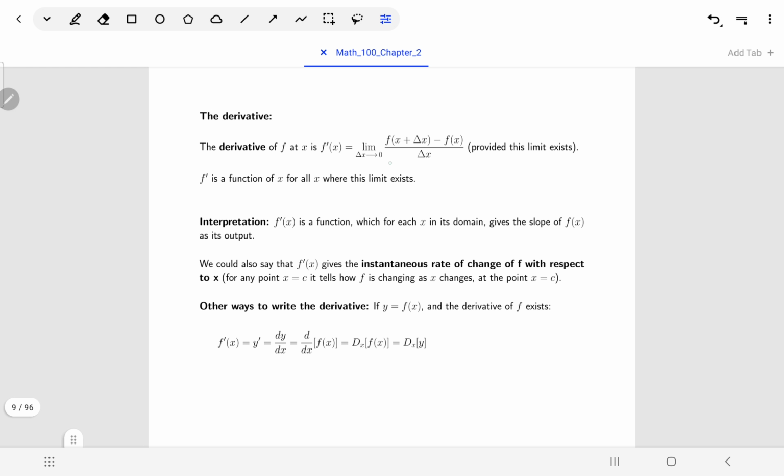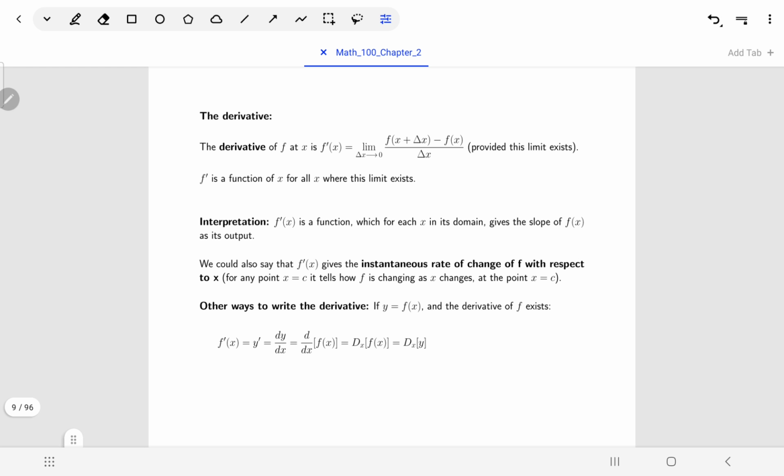So instead of finding the slope of a tangent line at a particular x value, now what we'll have is a function that will give us the slope of any tangent line at any x value we choose. We call this the derivative. So when I say the derivative of f at x, I'm talking about the limit of this difference quotient, the limit of f of x plus delta x minus f of x all over delta x, as delta x goes to 0.